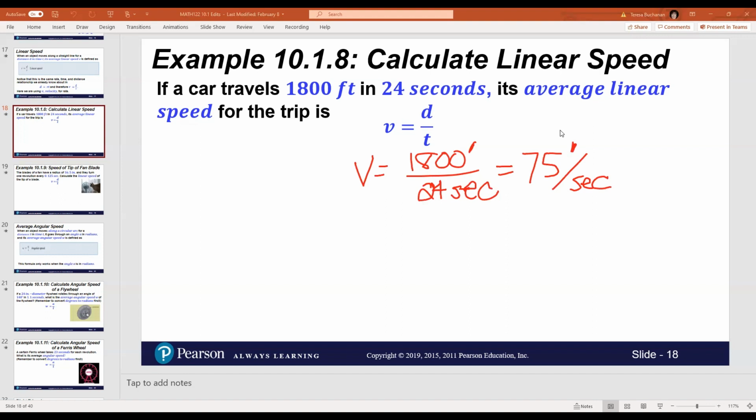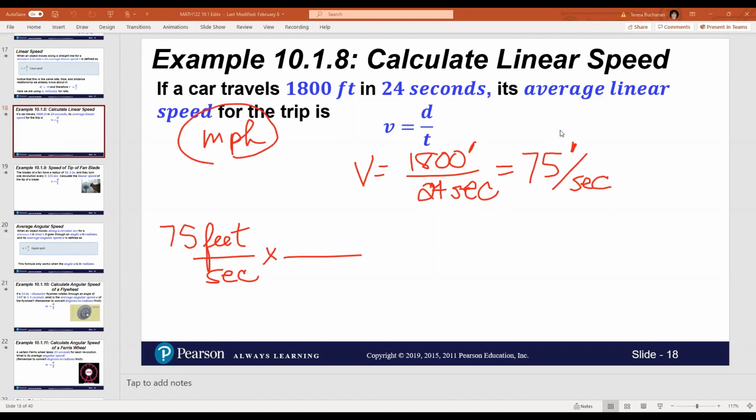It would be interesting to take that and know what that is in miles per hour. Could we do that? It's good practice. We might as well try it while we're here. So what that would require is conversions in both the distance, the feet measurement, and in the time. This is 75 feet per second. I'd like to get out of feet and into miles, because that's the highway measurement, right? Miles per hour.